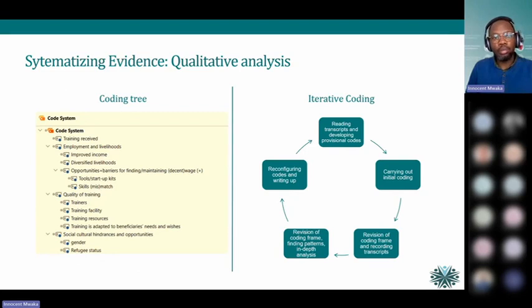And we talked about coding before. So here, for example, we have the coding tree where we looked at what kind of work we wanted to do, what kind of evaluation questions we had in the beginning, and developed some codes. So we needed information on training received, income. We needed information on the quality of the training, sociocultural hindrances on gender and refugees. And again, this whole process, like I explained before, is iterative. So you have to repeat it, refine it.